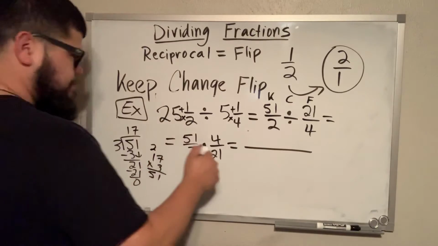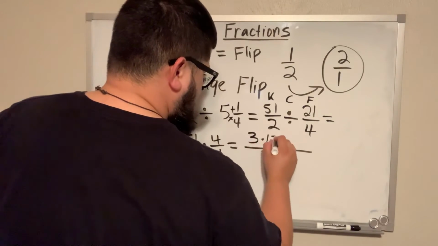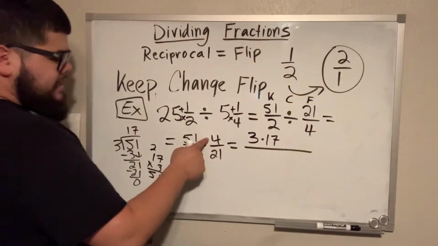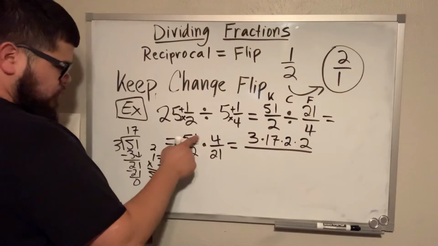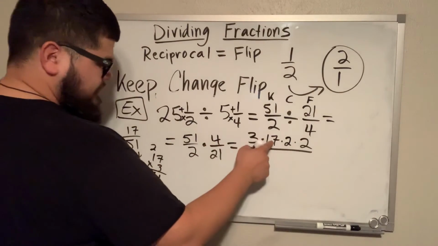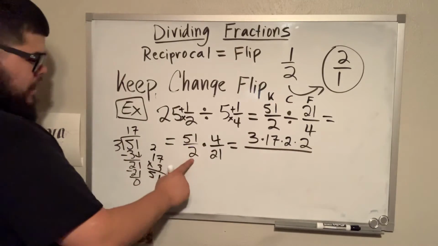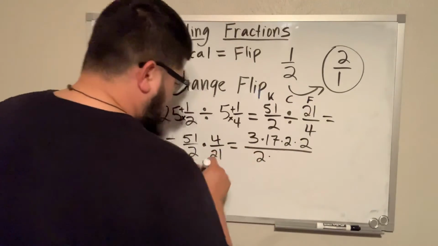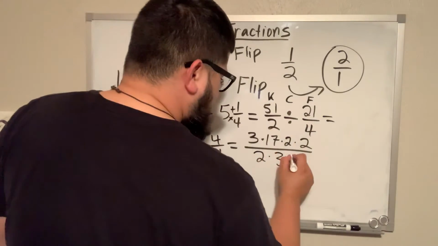So 51 is the same thing as 3 times 17. 4 is the same thing as 2 times 2. So the top, 51 times 4, actually turned into 3 times 17 times 2 times 2. That's the numerator. Now, 2 is prime, so I'm just going to bring it over here, times 21. 21 we know is 3 times 7.